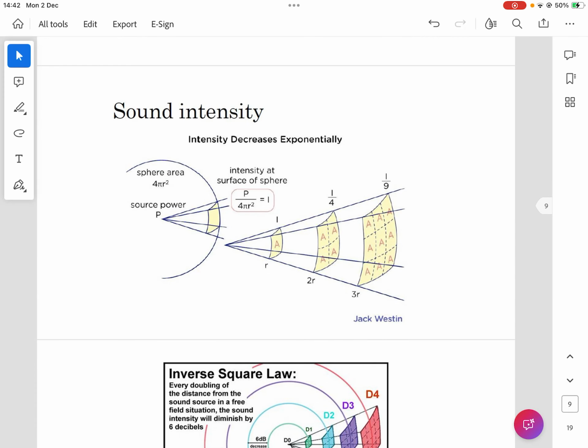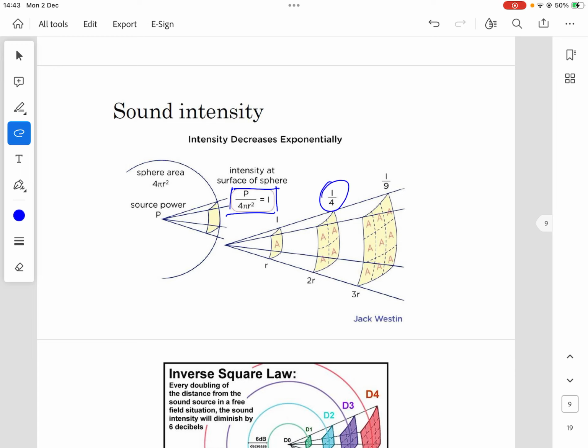Okay, let's talk about sound intensity and sound level a bit more. As you know, sound intensity follows the inverse square law. For example, at 2 meters from the source, you get 1/4 of the power produced by the source, right? At 3 meters, you get 1/9.